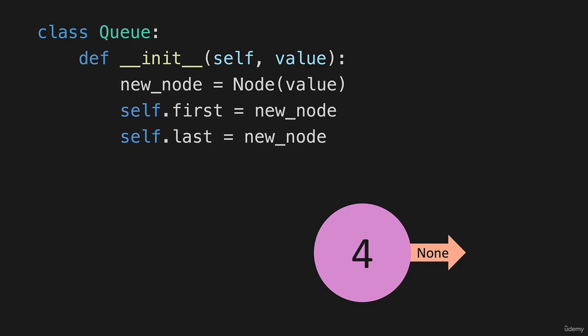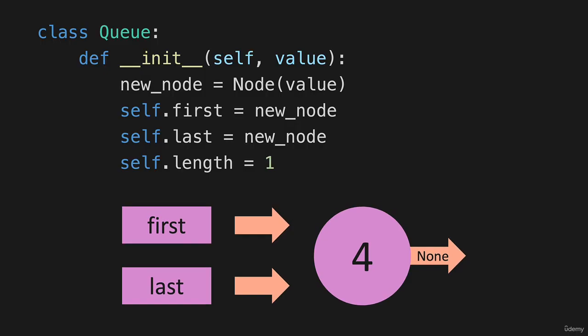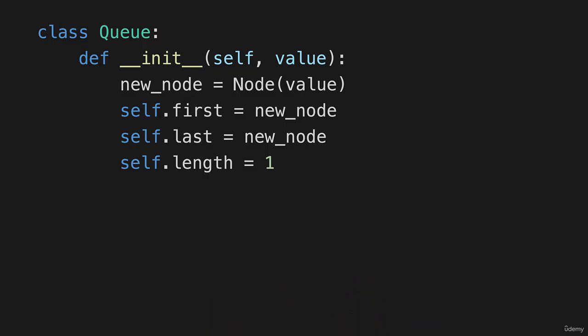And then we'll say first and last are equal to the new node, like that. And the length is going to be 1. And that is all of the code for our constructor for our queue.